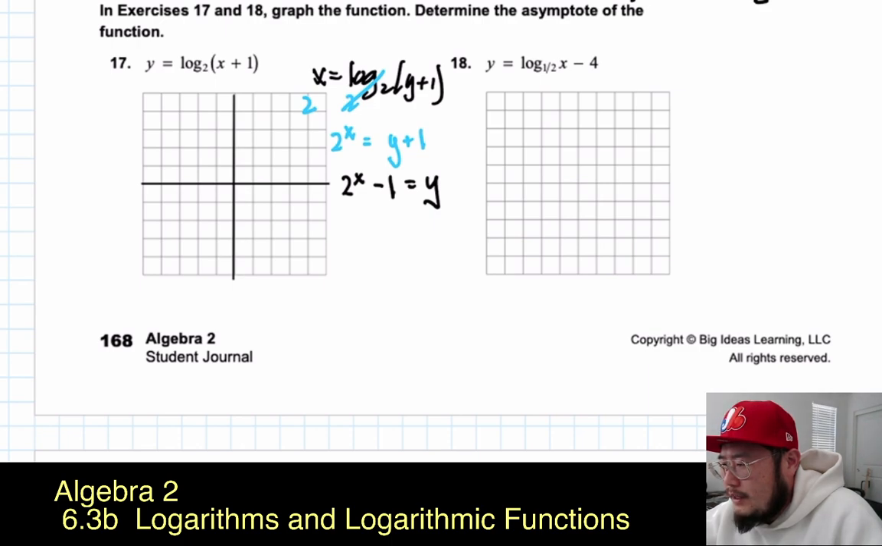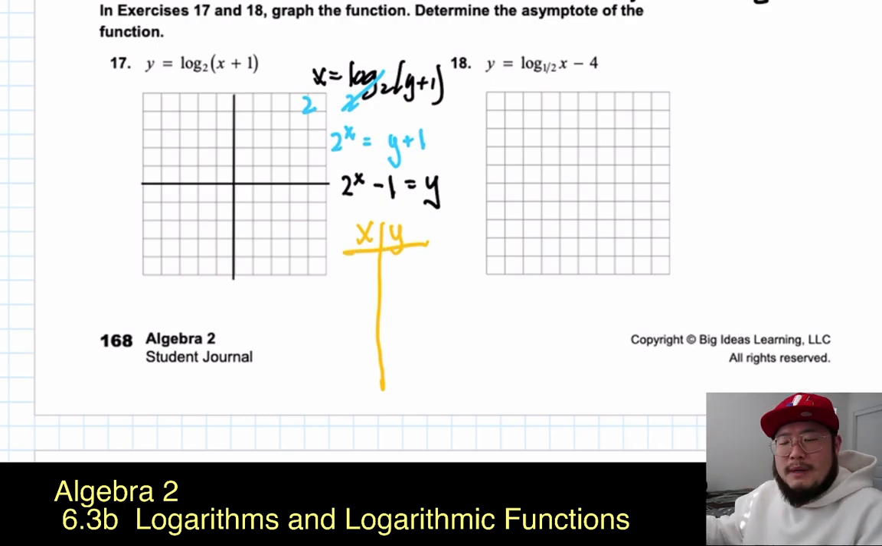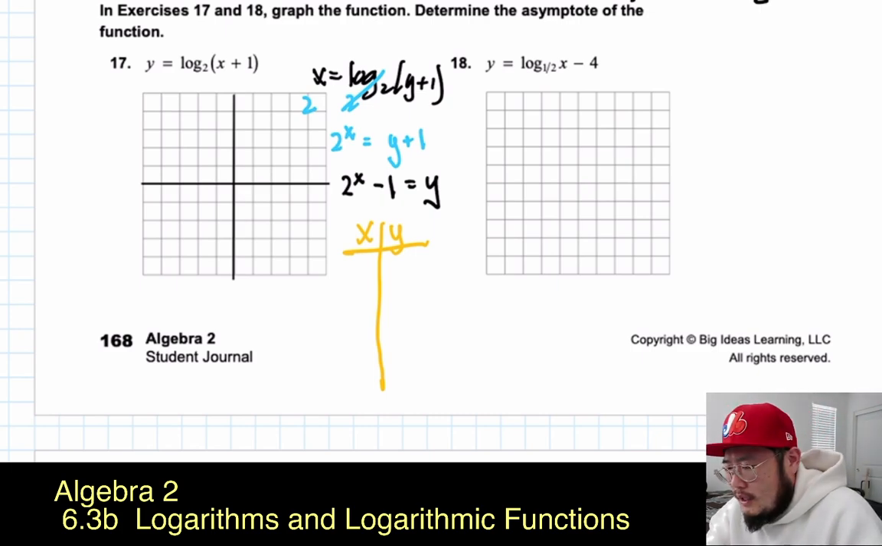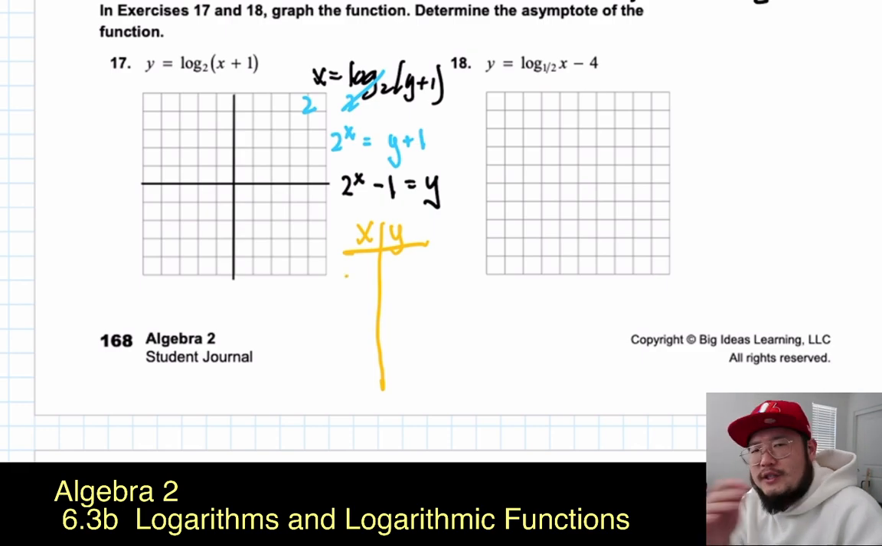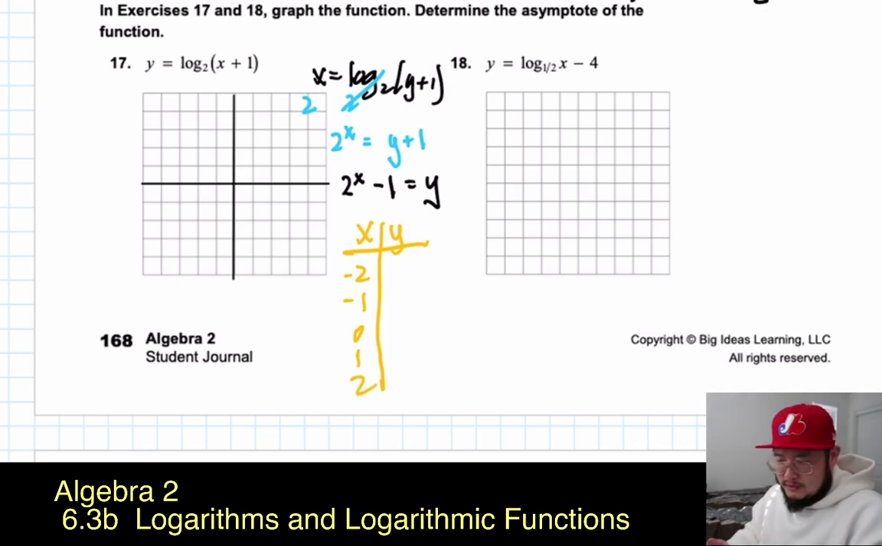Okay, so now let's create a table. I've got x, I've got y. Knowing the function right here is 2 to the x power minus 1, that minus 1 talks about a vertical shift. So we can use -2, -1, 0, 1, and 2 because it's not shifting horizontally. And then from here, you can start plugging those into your equation and figure out what y is.